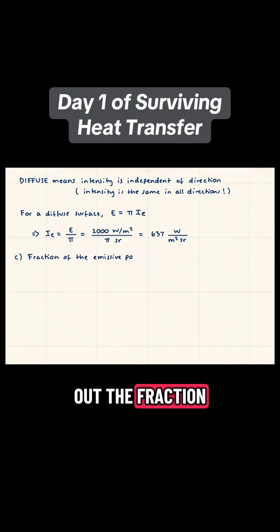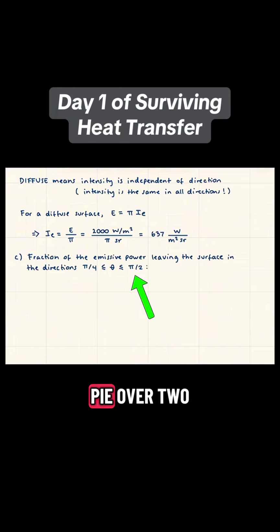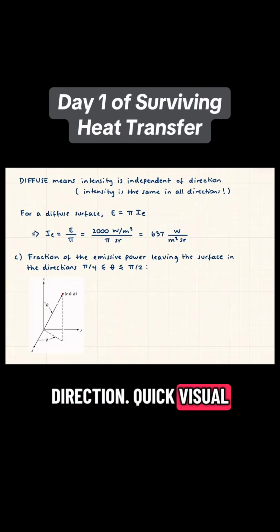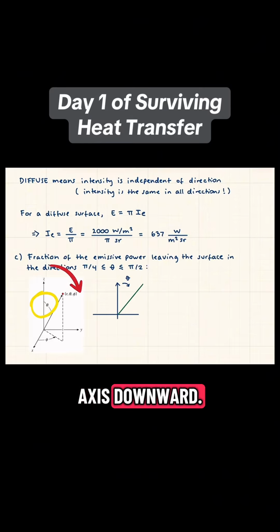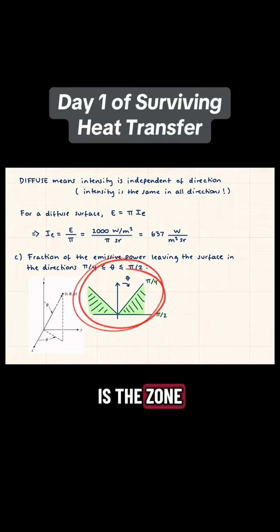Finally, we figure out the fraction of emissive power that leaves the surface, between pi over 4 and pi over 2 in the theta direction. Quick visual: theta is measured from the z-axis downward. So pi over 4 is halfway down and pi over 2 is sideways. These 2 regions are the zone we care about.